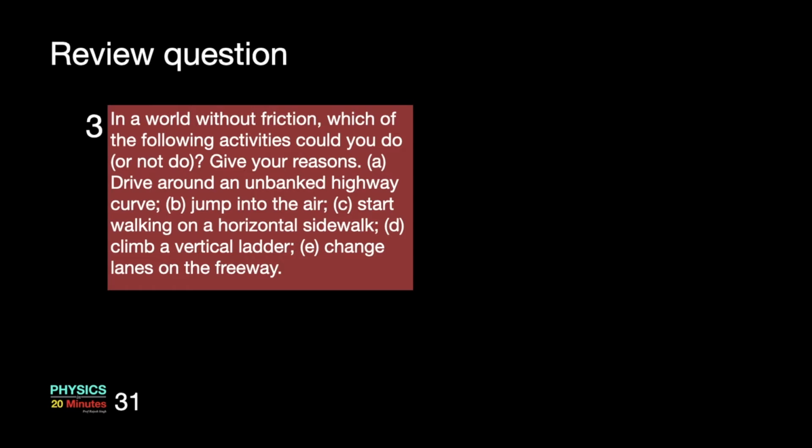Let's go to the next question. In a world without friction, which of the following activities could you do or not do? I mean, whichever is possible to do or not possible to do? Give reasons. A. Drive around an unbanked highway curve.